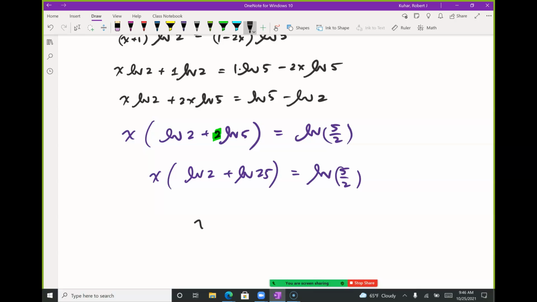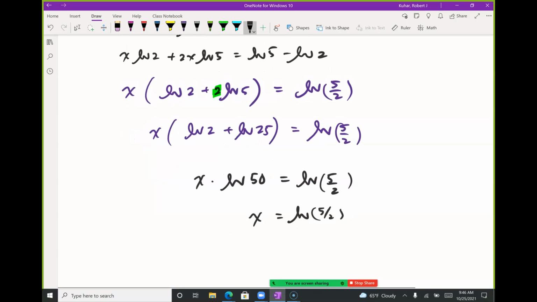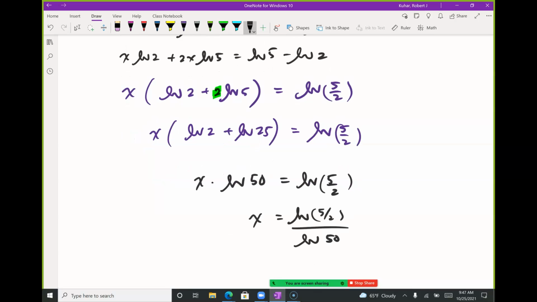So I get x times the ln of 50 equals ln of 5 halves. Right? 2 times 25 is 50. And so I get x equals the ln of 5 halves divided by ln of 50. That's a very good exact answer.